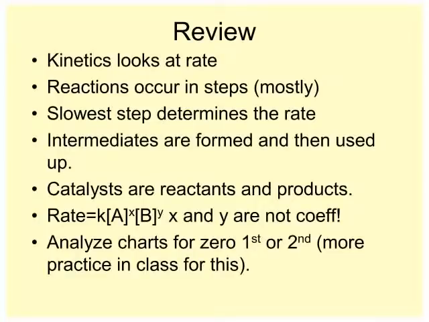So now to review. Kinetics looks at rate. That's basically the study of rate of reactions. Reactions occur in steps mostly. Of course, there's a few elementary reactions, but not many. The slowest step determines the rate. Intermediates are formed and then used up. Catalysts are reactants and then products. That's how you can tell in those little step reactions. Rate equals k, A to the x, B to the y, and the x and y are not coefficients. Analyze the charts. You need to be able to analyze charts for 0, first or second order. More practice in class for this, and we didn't do a 0 one yet.